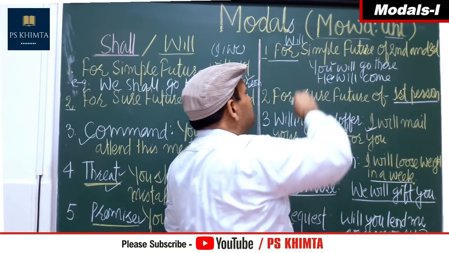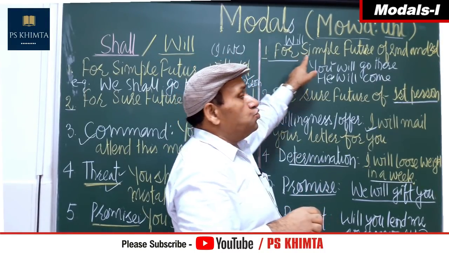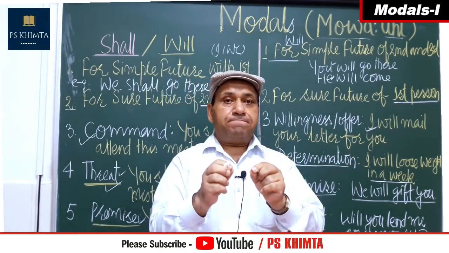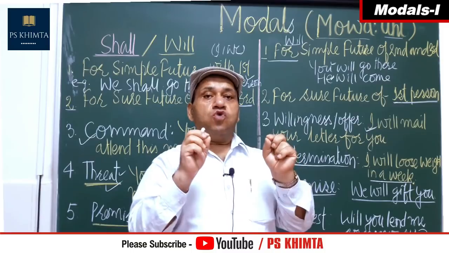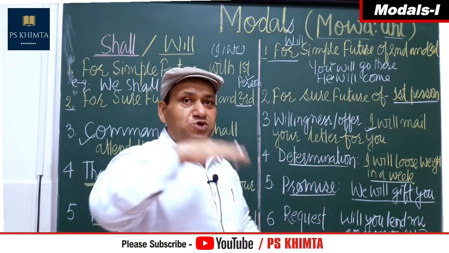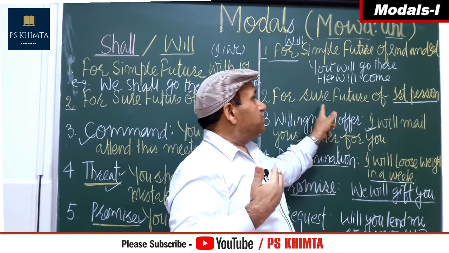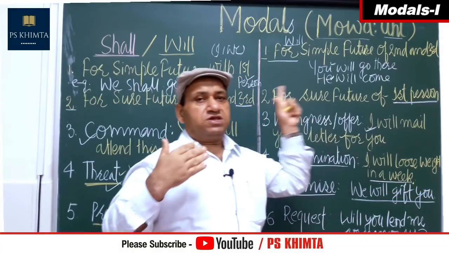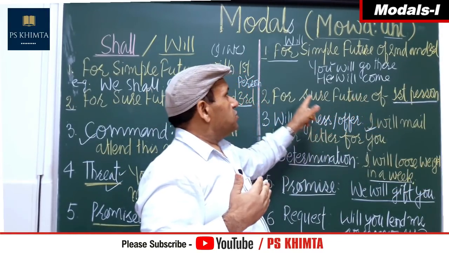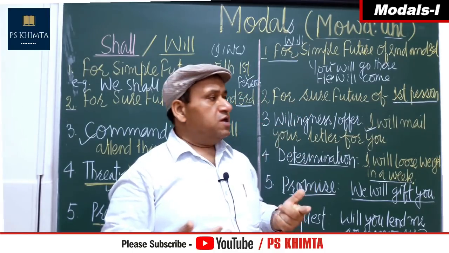As far as will is concerned, will is used as we use it for first person. Will is used for second and third person in simple future. But in modals, the use is opposite. Again here, for sure future, when there is certainty, we use first person with will. First person, I and we.